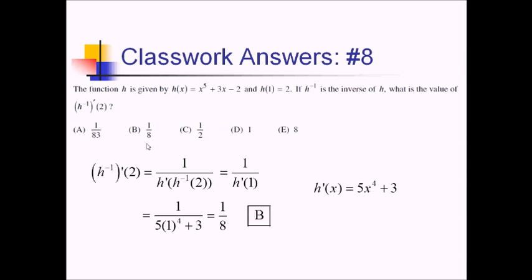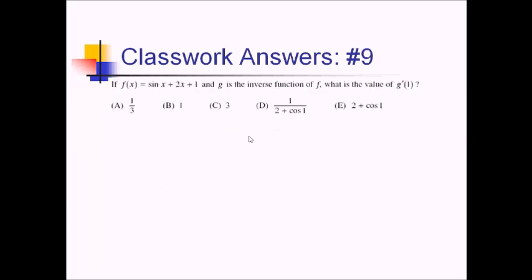Choice B. On this problem, f of x is sine of x plus 2x plus 1. G is the inverse of f, whatever that is. And we want the value of g prime of 1. Since I'm taking the derivative of an inverse, I need the inverse derivative formula. So that's going to be 1 over f prime of g of 1.